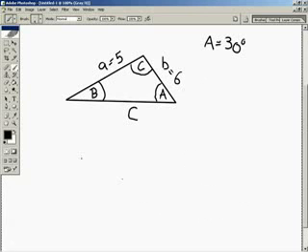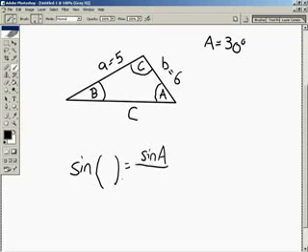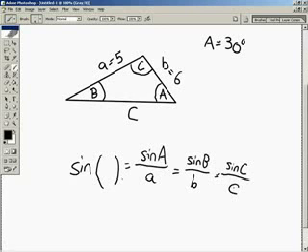First and foremost, in any triangle, the law of sines means the following. Sine of an angle divided by the opposite side equals sine of another angle over the opposite side equals sine of the third angle over the opposite side. So far, so good, Heather? Yep. Excellent. So that's everything you have to know about sine in any triangle.